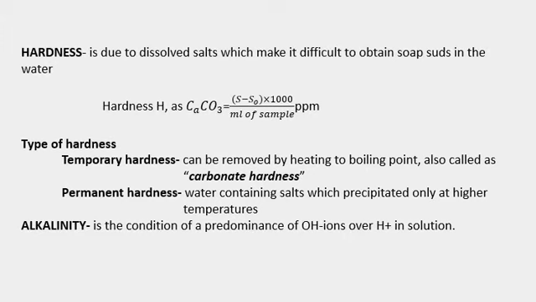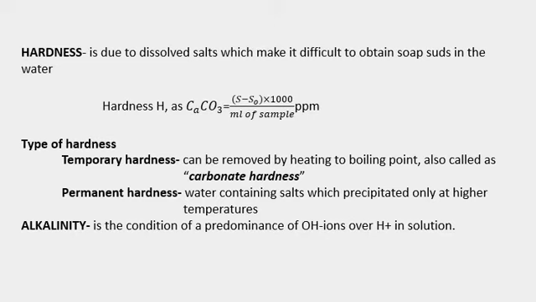So hardness. Hardness is due to dissolved salts which make it difficult to obtain soap suds in the water. Hardness as CaCO3 is equal to (S minus S sub 0) times 1000 divided by ml of sample, in ppm. Types of hardness: we have temporary hardness, which can be removed by heating or boiling, also called carbonate hardness. Permanent hardness is water containing salts which precipitate only at higher temperatures.